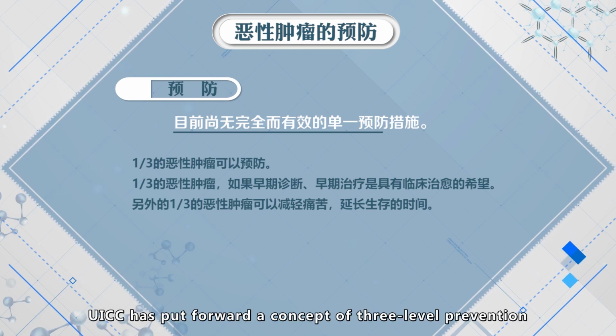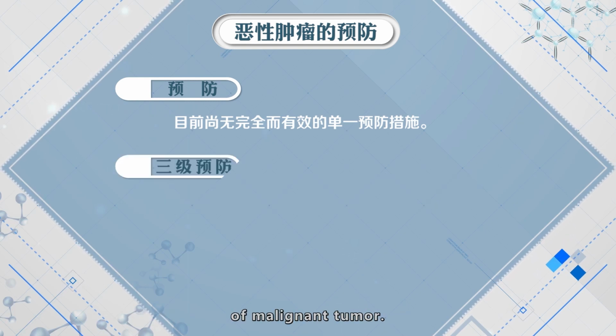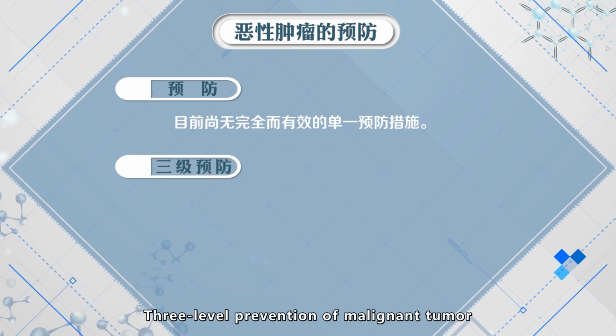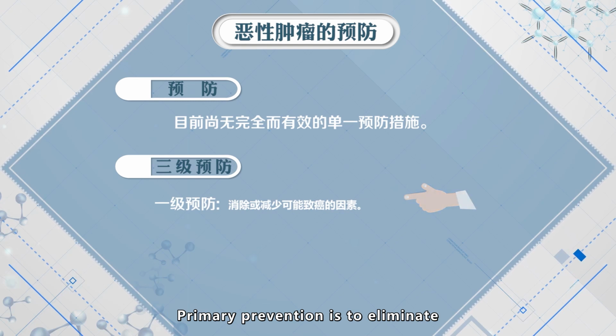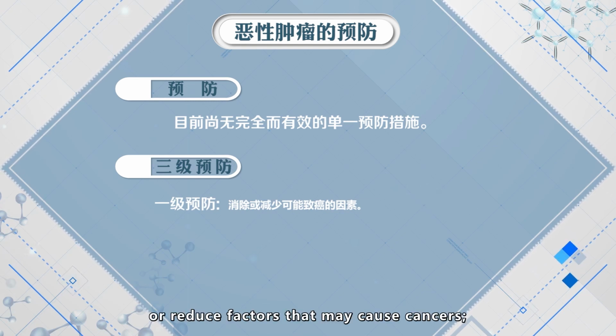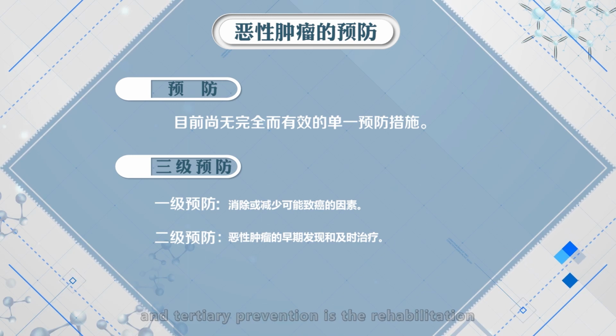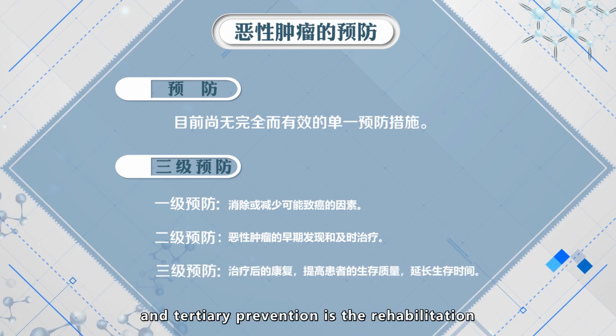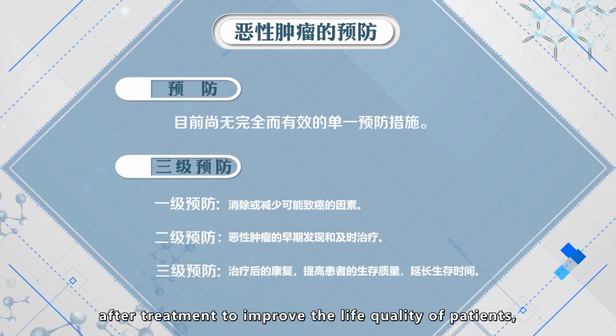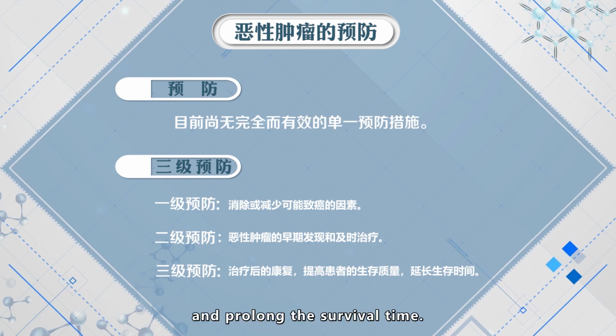UICC has put forward a concept of 3-level prevention of malignant tumor. Primary prevention is to eliminate or reduce factors that may cause cancers. Secondary prevention is to discover early and promptly treat malignant tumors. And tertiary prevention is the rehabilitation after treatment to improve the life quality of patients and prolong the survival time.